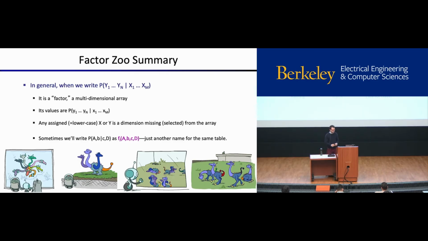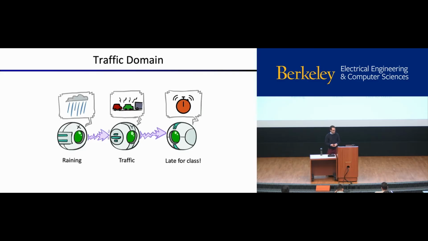Okay, great. Let's do a practice problem. So the traffic domain now is that there's a raining variable. Raining influences whether there's traffic. Traffic influences whether I'm late for class. Okay? So ideally, we don't want to be late for class.